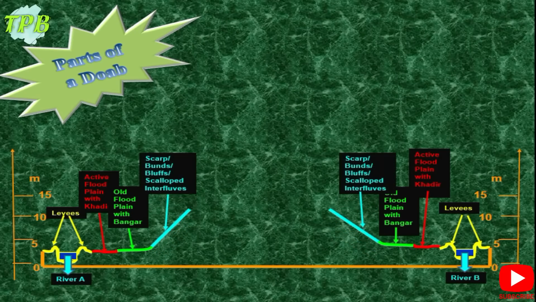The land which separates the active floodplain, old floodplain and the alluvial terraces is called the scarp. The scarps have slope. They are also known as bunds, bluffs, interfluves or scalloped interfluves. Scarps are constantly shaped by wind erosion and water erosion.